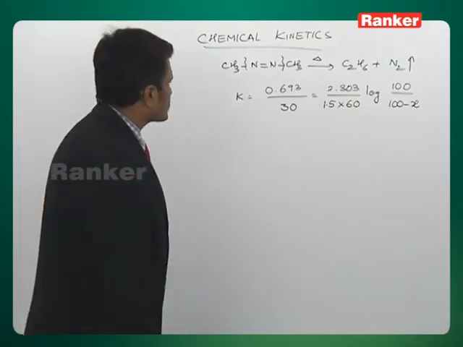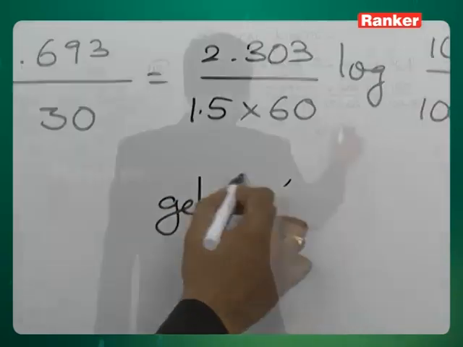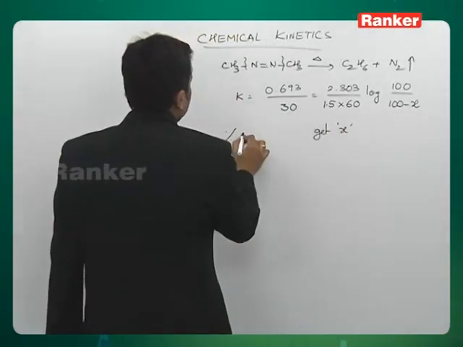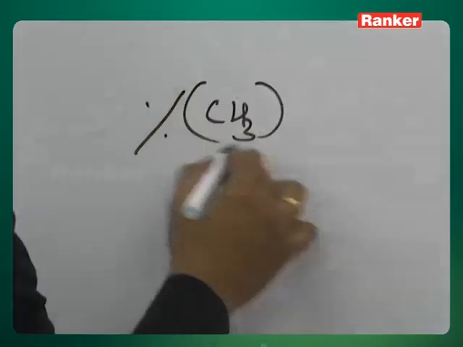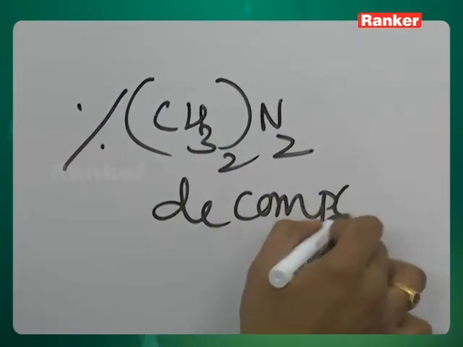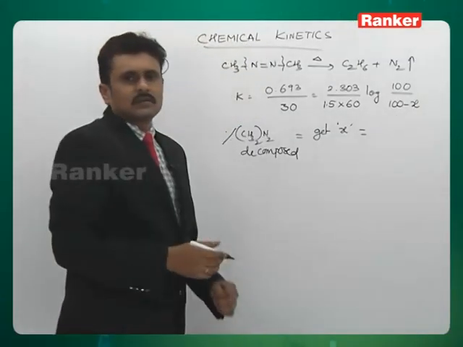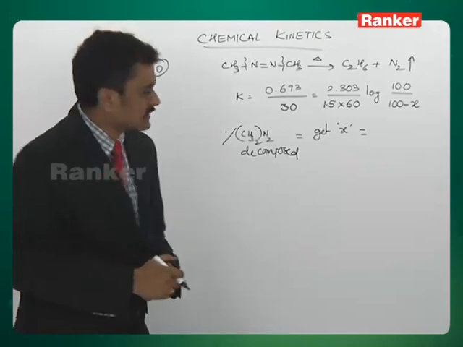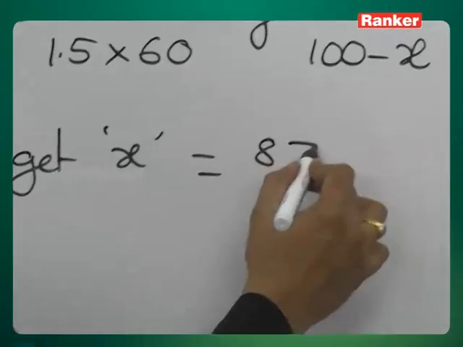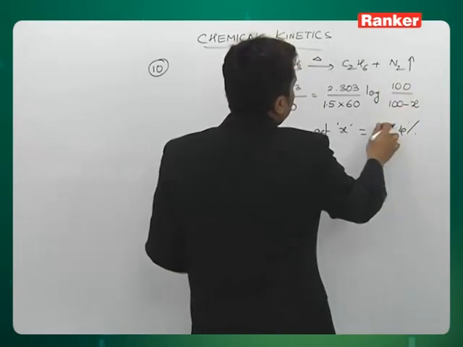Now, simplification of this will fetch us the answer for the first question, that is the percentage of azomethane decomposed, which is nothing but x, whose value is found to be 87.4%. If you have substituted this as 1, you will get that as 0.874.